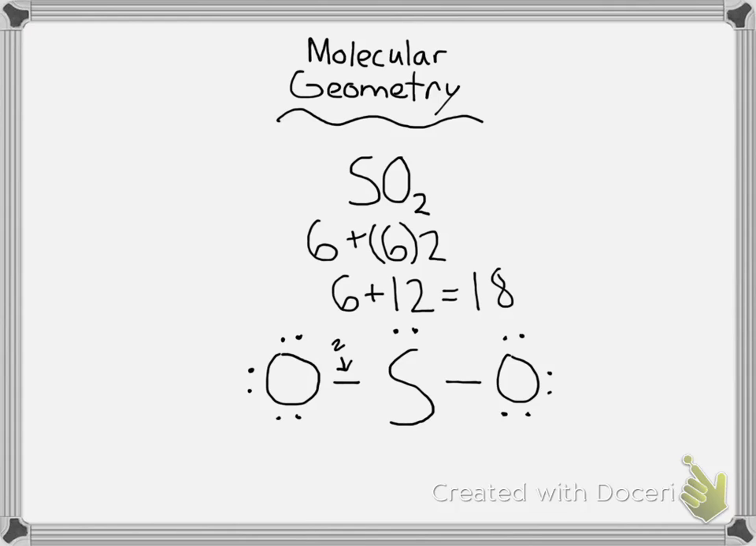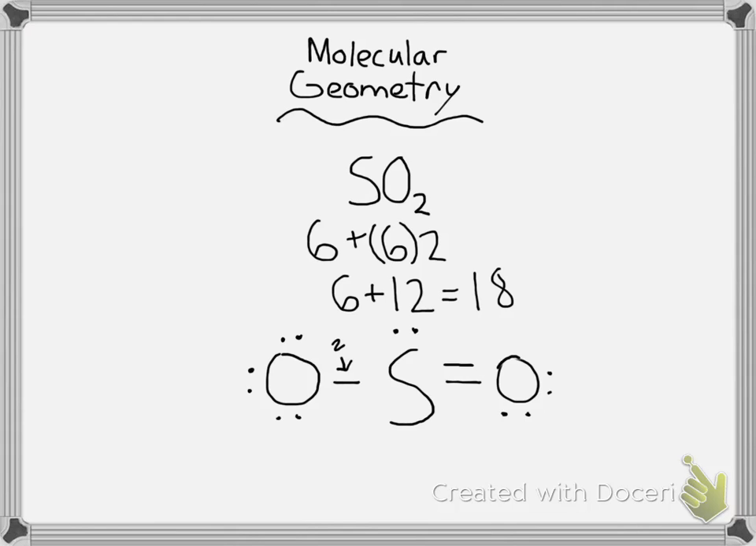In order to fix this, we have to create a double bond with one of our oxygen atoms. If we create a double bond, we'll take 2 of the electrons that this oxygen has and transfer them to the bond with sulfur. And since each of these bonds equals 2, if we count up all our totals, we'll have 2, 4, 6, 8, 10, 12, 14, 16, 18, which is the number that we wanted. So now that we have 18, we've successfully created this Lewis structure.